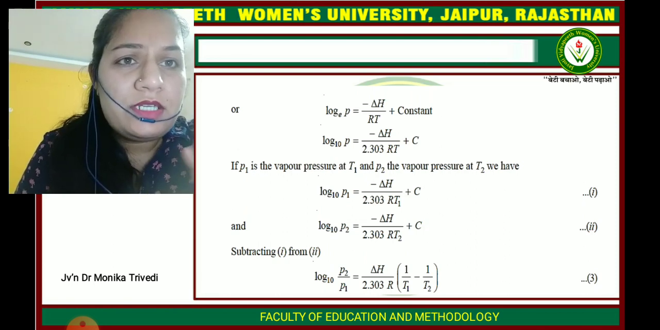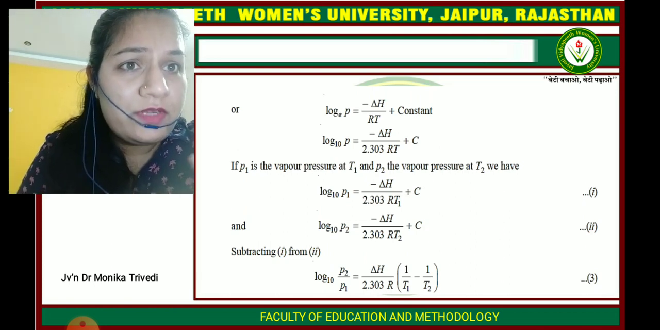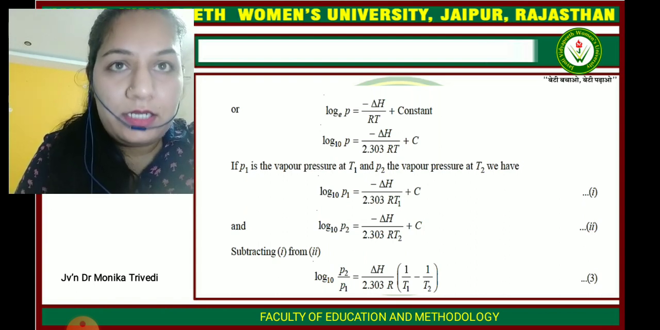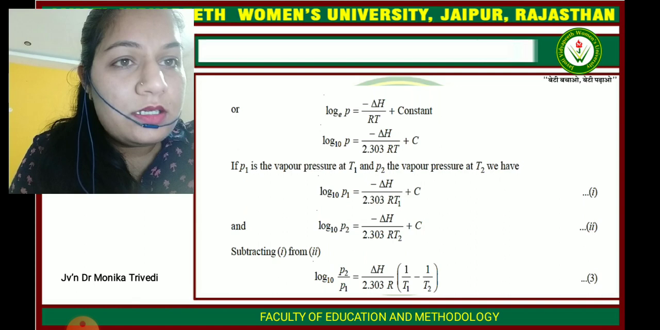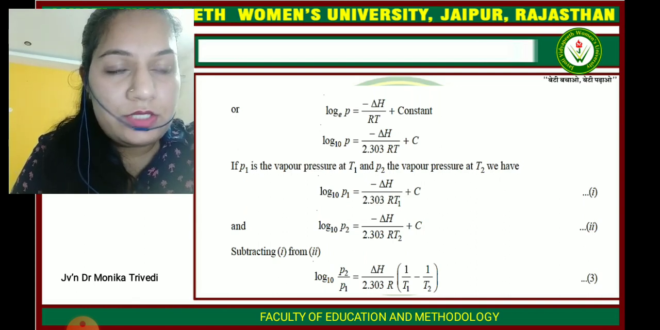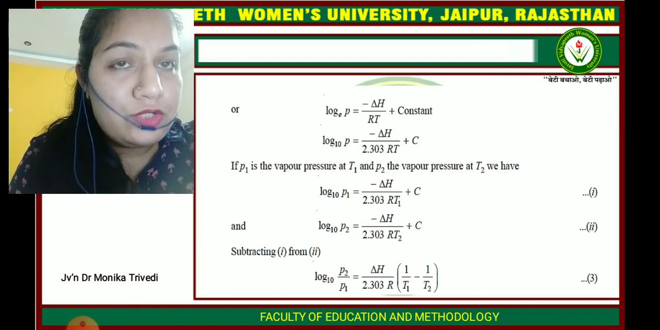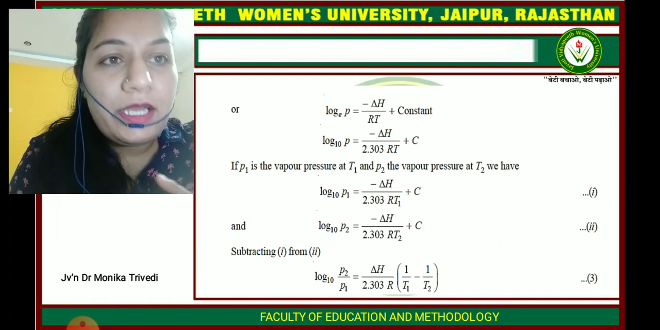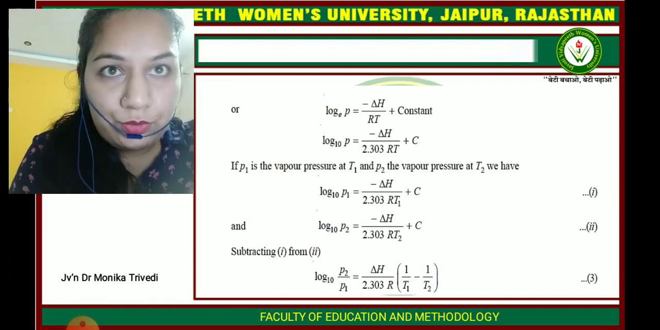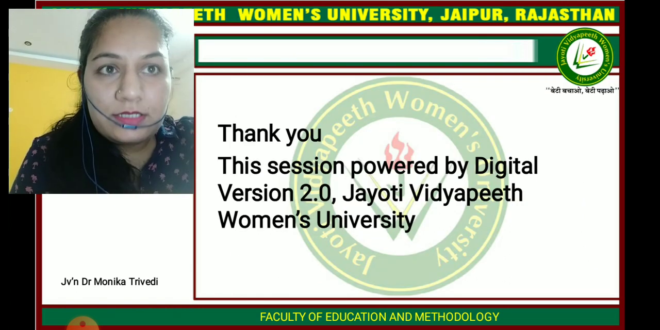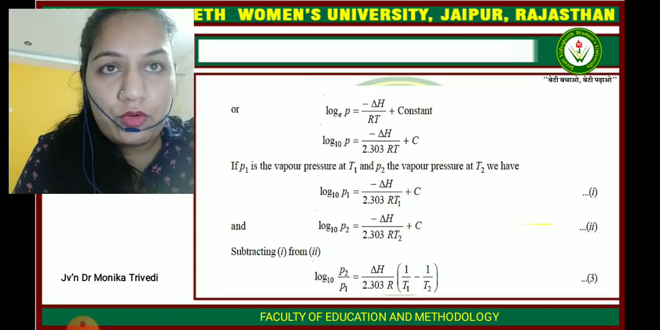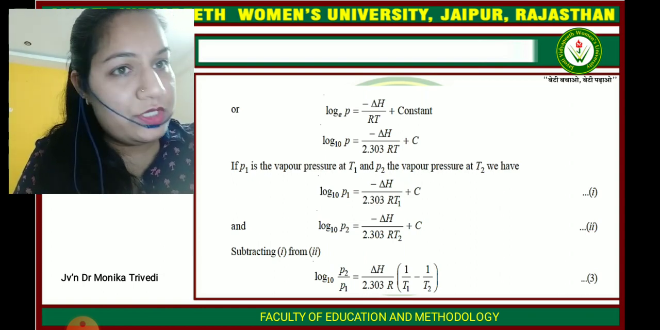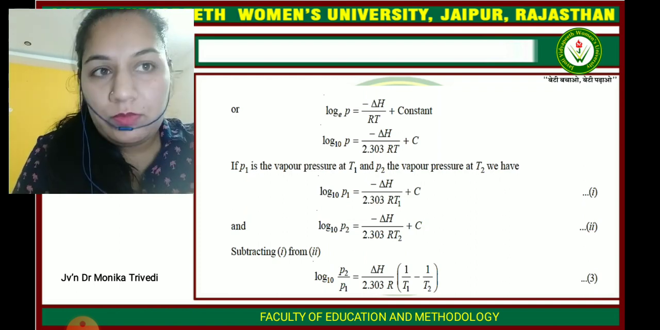So by subtracting equation 1 from equation 2, we get log 10 P2 by P1 equals del H by 2.303 R times the quantity 1 by T1 minus 1 by T2. So this is the Clausius-Clapeyron equation: log 10 P2 by P1 equals del H divided by 2.303 R times 1 by T1 minus 1 by T2.